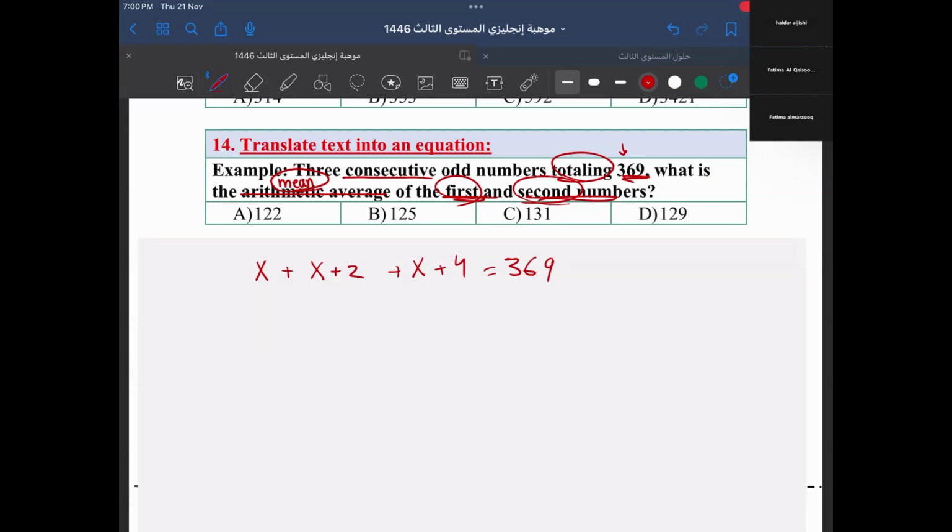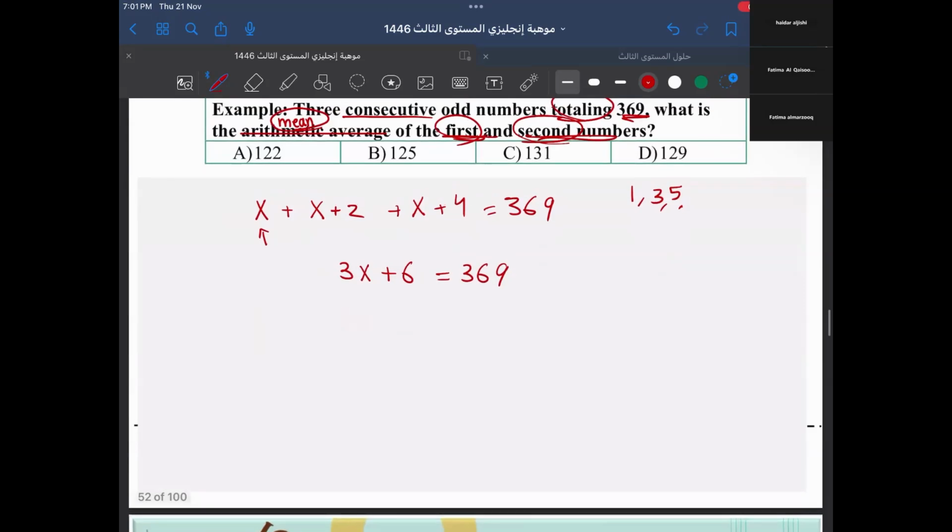Miss, wait, so the first x is like x plus 1? No, it's just x. If you can imagine the 3 consecutive numbers being 1, 3, and 5, the x is number 1, x plus 2 is number 3, x plus 4 is number 5. Yeah, and this goes on any 3 consecutive odd numbers. So now we're solving this equation, which is going to be 3x plus 6. Did you understand this part?